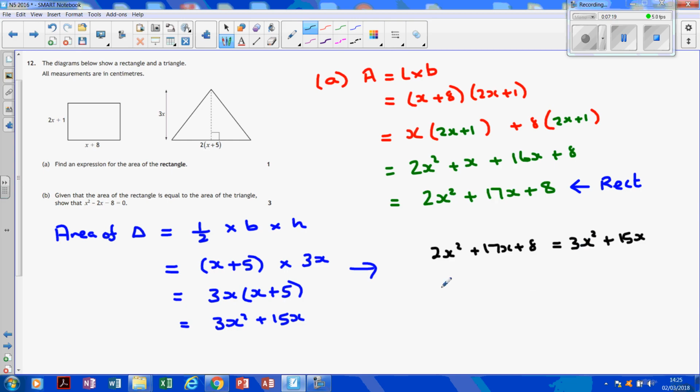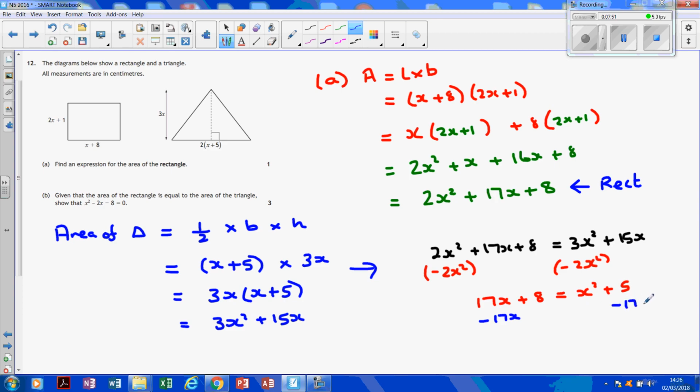Now, I don't want to take 3x away from that side because that would give me negative x. So I'm going to take 2x squared away from both sides. And when I do that, I will end up with 1x squared at this side. And that's what I'm looking for. So I'm taking away the 2x squared there. Right, so 2x squared away from that leaves me 17x's plus 8. And when I take 2x squared away from that side, I'm left with x squared plus 15x. Right, so next thing I want to do is, I want to get rid of this 17x, so take 17x away from both sides.